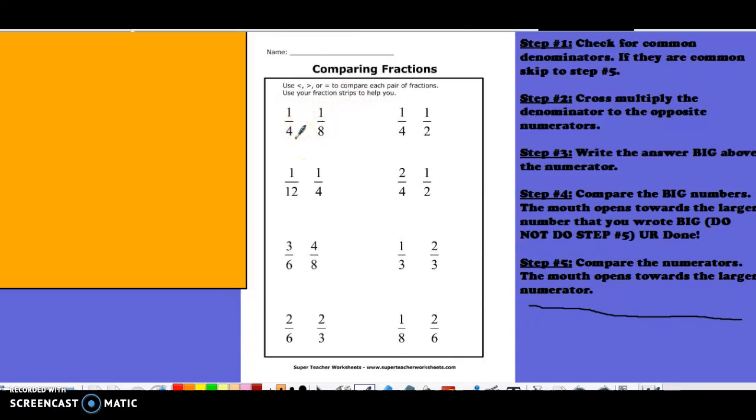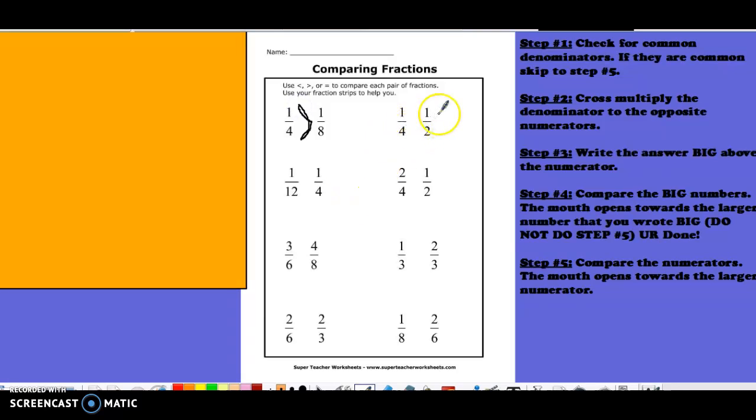Let's take a look at the first three together. 4 multiplied by 1 gets me 4. Write it big on top of the 1/8 fraction because that's where the arrow is pointing. 8 multiplied by 1 is 8. Write it on top of the 1/4 because that is where the arrow is pointing. And because 8 is larger than 4, that tells me that 1/4 is larger than 1/8.